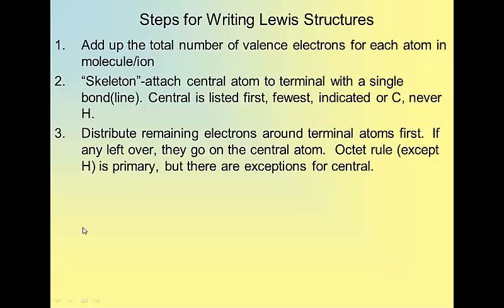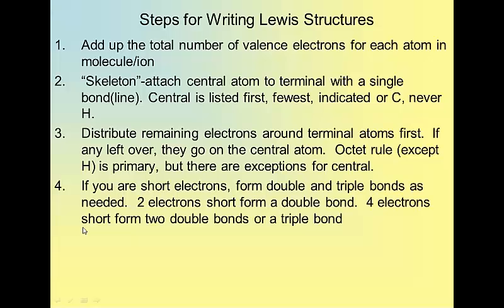Distribute the remaining electrons around the terminal atoms first. If any are left over, they go on the central atom. The octet rule, with the exception of hydrogen, will always be achieved for all the terminal atoms. Any exceptions to the octet rule revolve around the central atom, never the terminals. All your terminal atoms will achieve an octet with the exception of hydrogen, which likes a duet. Any exceptions to the octet rule, either going above 8 or below 8, will always revolve around the central atom.